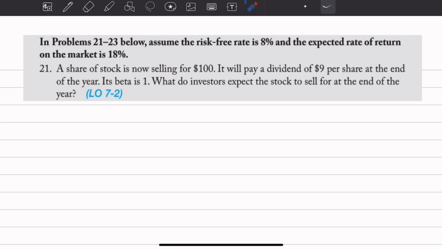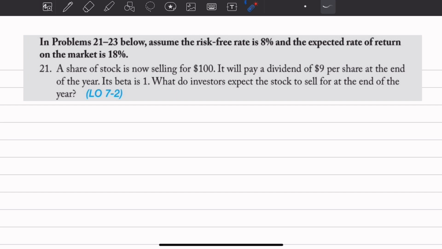It says a share of stock is now selling for $100. It will pay a dividend of $9 per share at the end of the year. Its beta is 1. What do investors expect the stock to sell for at the end of the year?